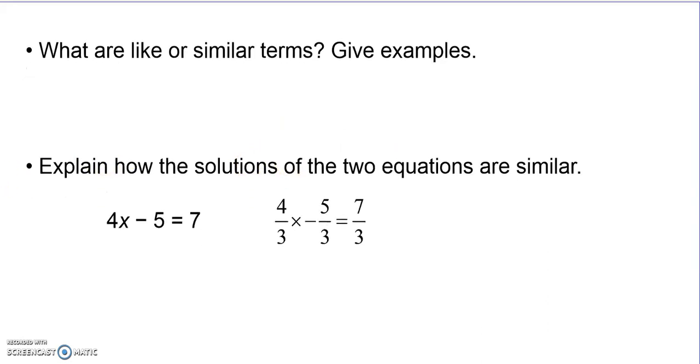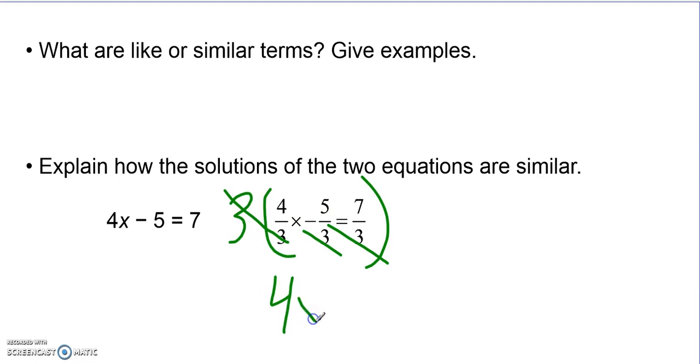And then it says, explain how the solutions of the two equations are similar. So basically the only thing different on this one is that we're all divided by 3. So I could easily go like this, and it's going to cancel all of these 3's. So then we have 4x minus 5 equals 7, okay? And then if you solve, you're going to see that the solutions are similar. So please just do that.